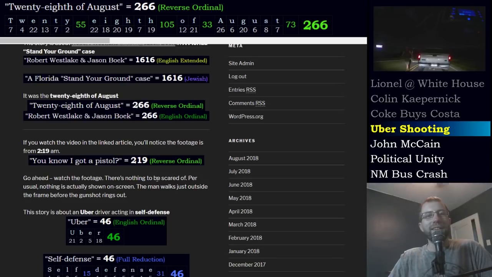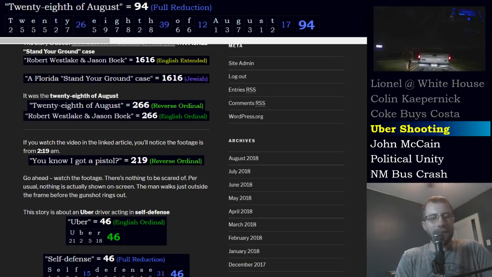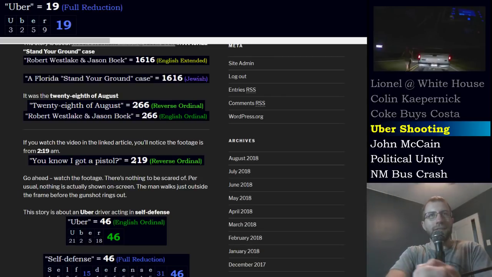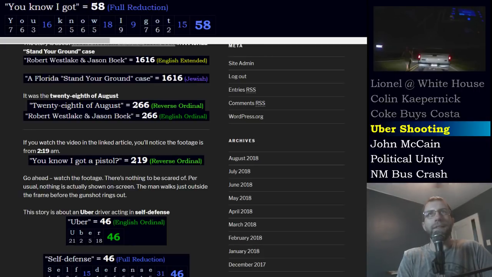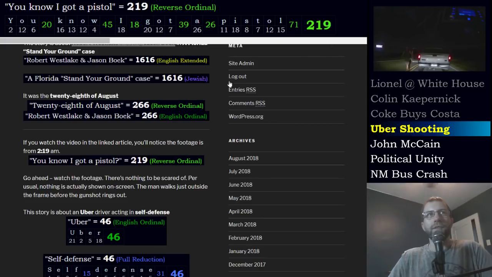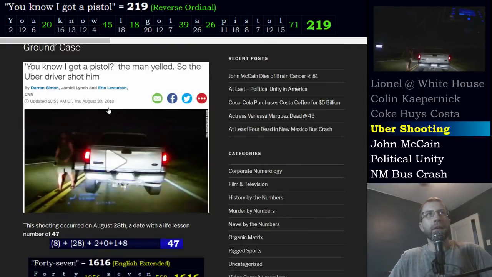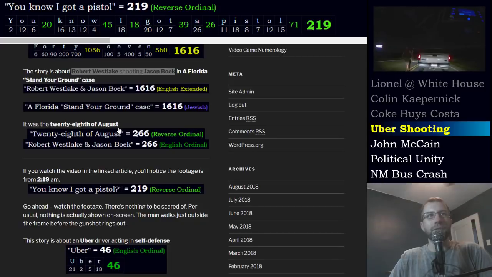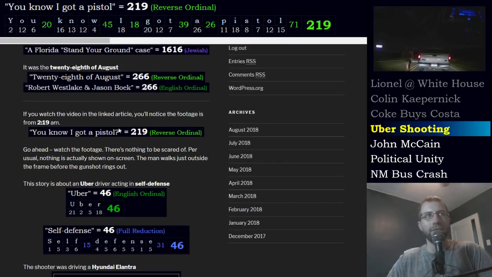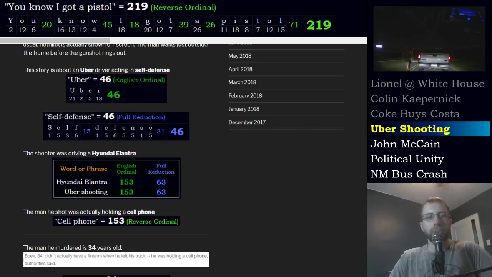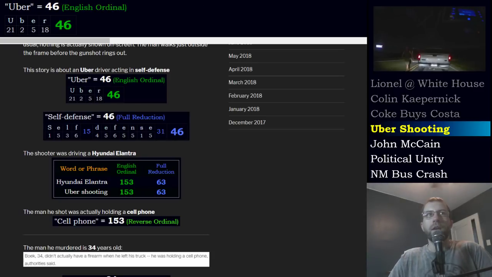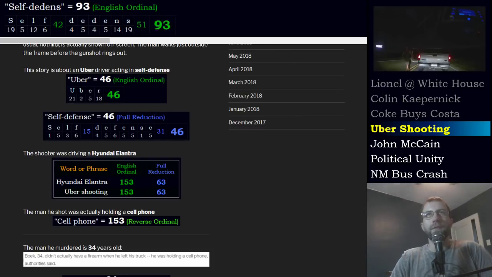Now, the footage on the screen takes place at 2:19 a.m., and I laughed when I saw the 19 on the clock because Uber equals 19. This is what all their propaganda is centered around. But the quote they put in the headline was, "You know I got a pistol." And "you know I got a pistol" equals 2:19. It was 2:19 in the morning that the shooting occurred. Using the alphabetic order, Uber equals 46. Self-defense equals 46 in reduction.